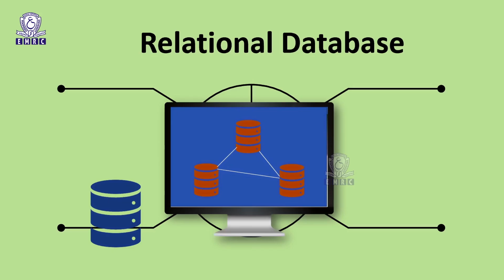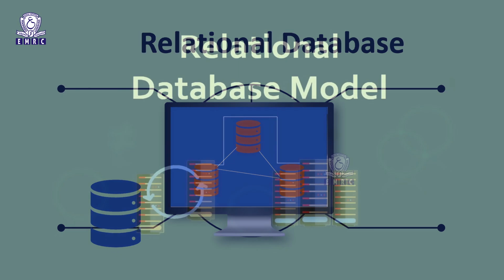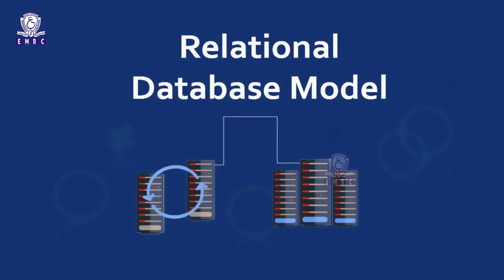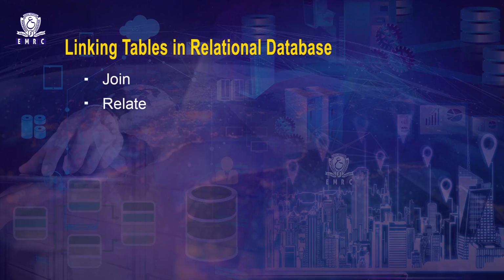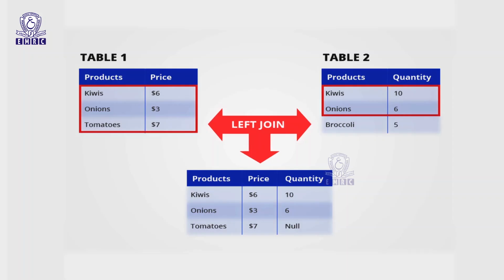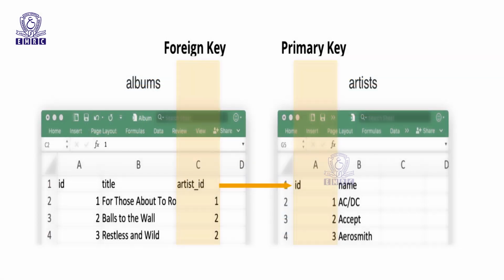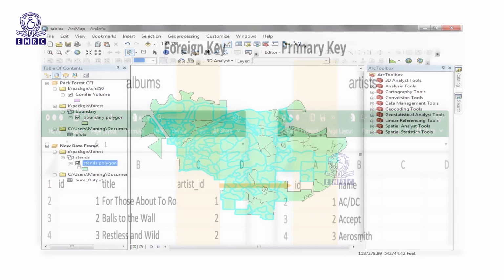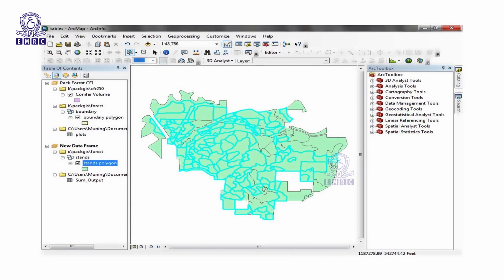To take advantage of a relational database, we can link tables in the database for the purpose of data query and management. There are 3 ways of linking tables, that is join, relate and relationship class. Join. A join operation brings together 2 tables by using a common field, or a primary key and foreign key. A typical example is to join attribute data from one or more non-spatial data tables to a feature attribute table for data query or analysis. It is usually recommended for one to one or many to one relationship.